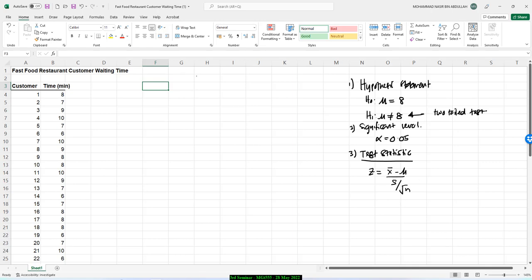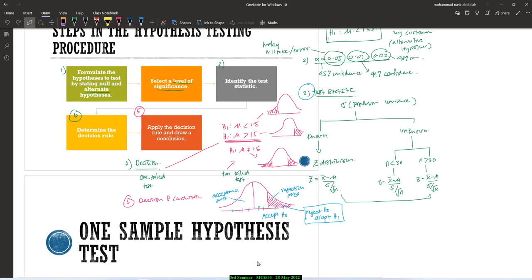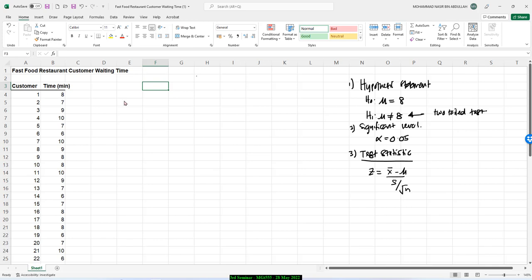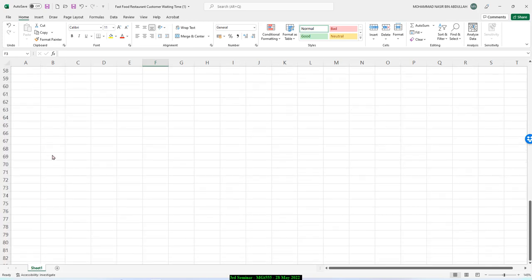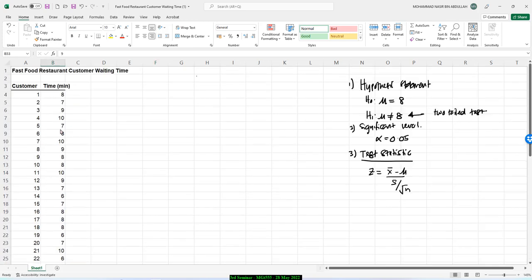So I'm making a small change here: S over square root of N, because we don't know the population variance. Now, the sample size here is 50. Let's make a column. Let's say alpha is 0.05. This is what we want to know.